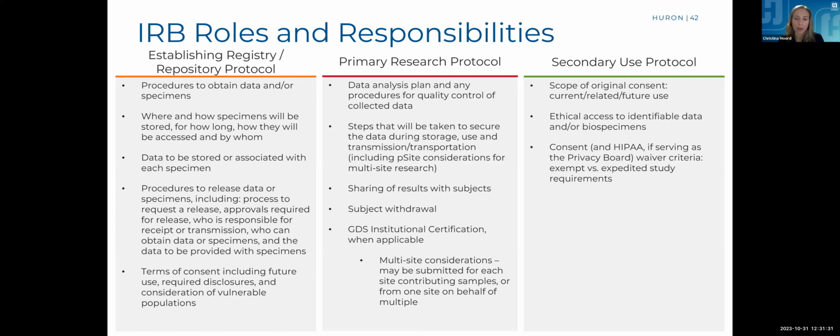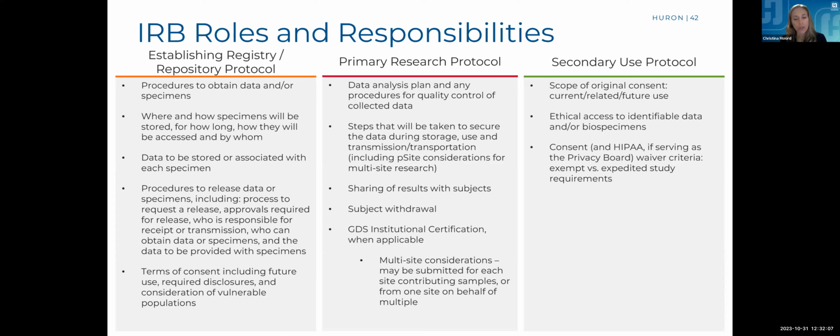A primary research protocol must evaluate if results will be shared with subjects under the current research scope and how subject withdrawal will be handled. When studies involve genomic data sharing, institutional certification must be provided after IRB review and approval. Multi-site research investigators have the option to submit a certification for each participating site, or may provide one on behalf of multiple with the assurance that the other institutions meet the expectations and conditions of certification. This path would require coordination among institutional representatives.